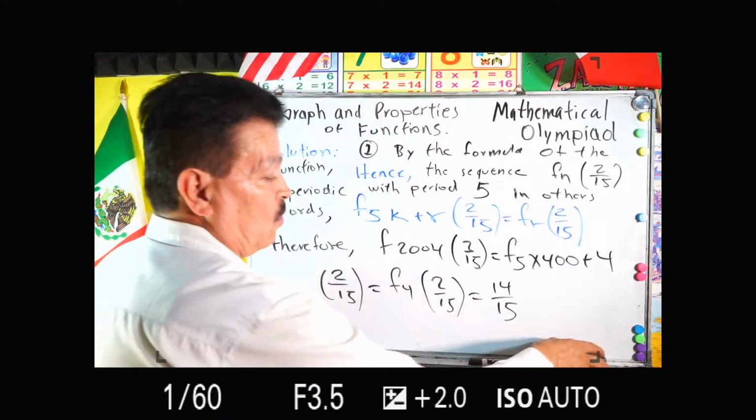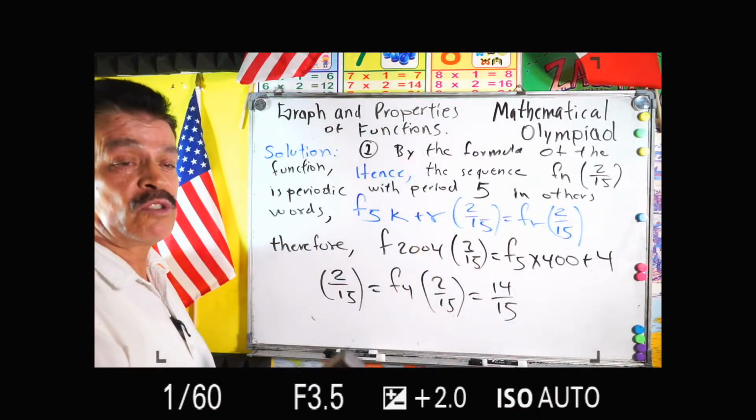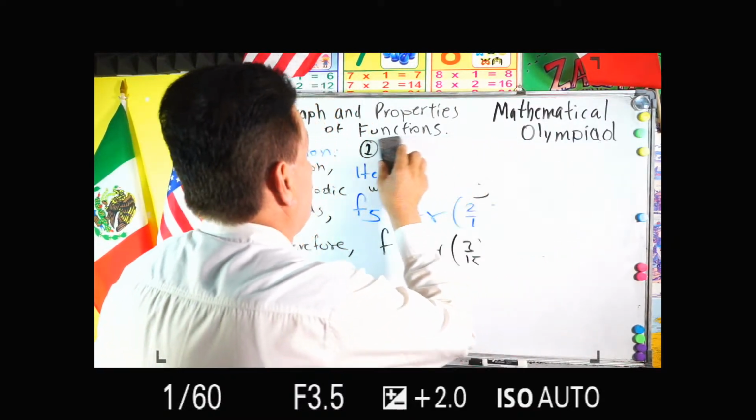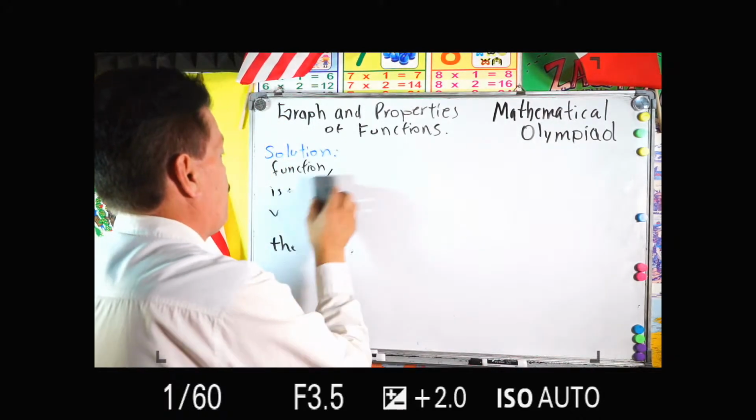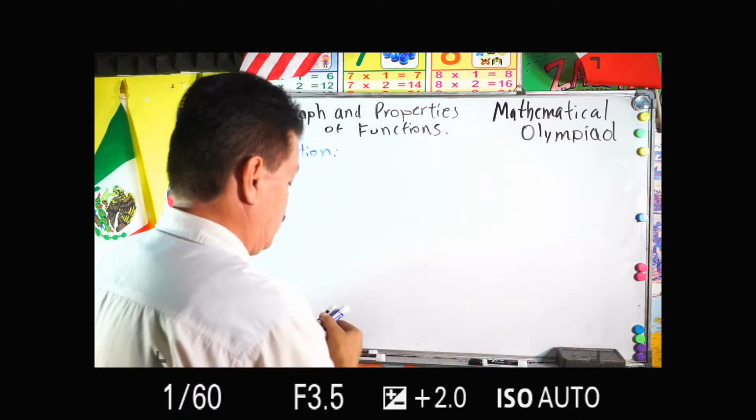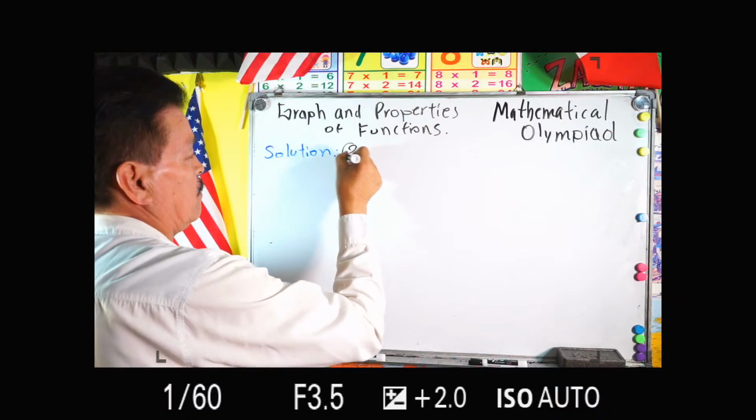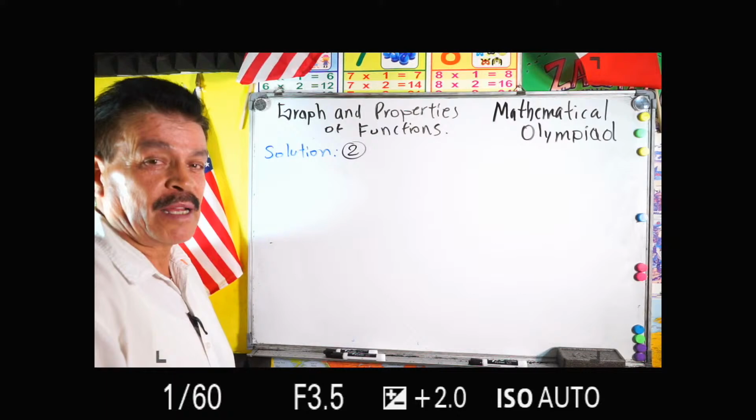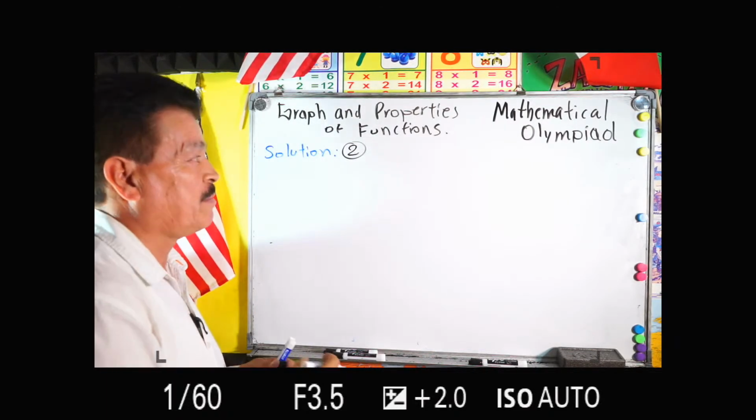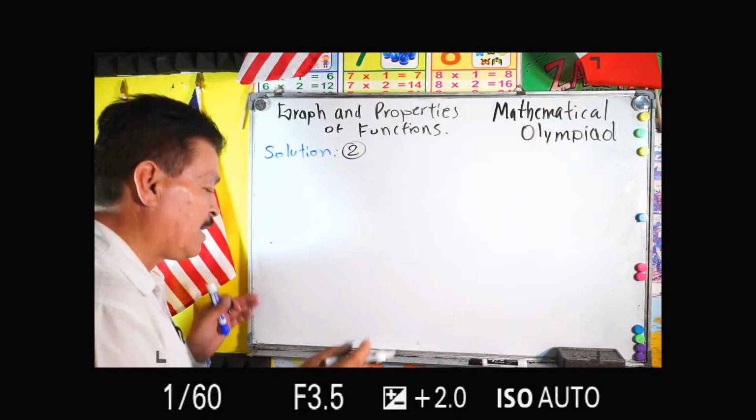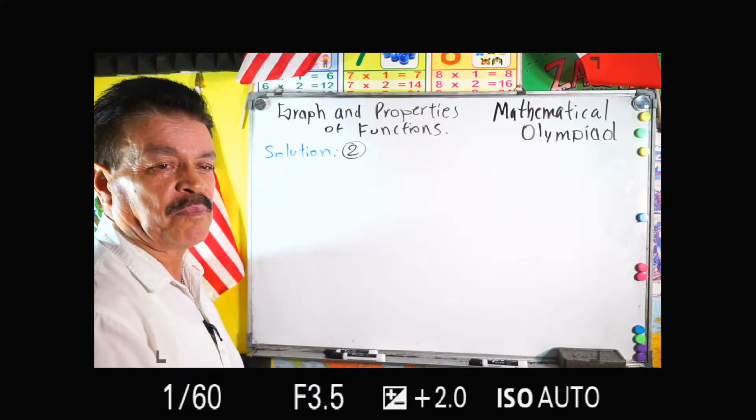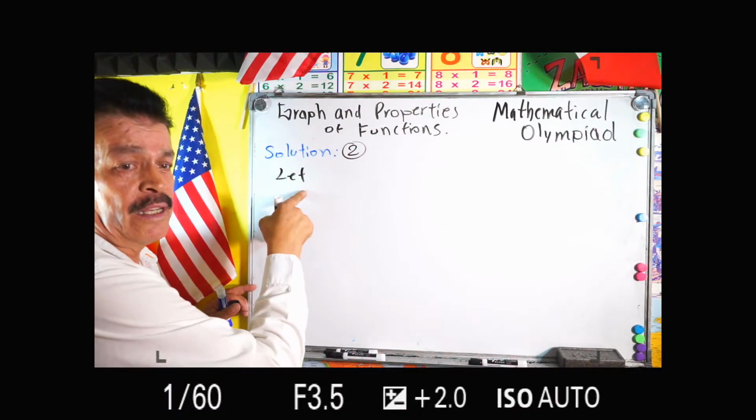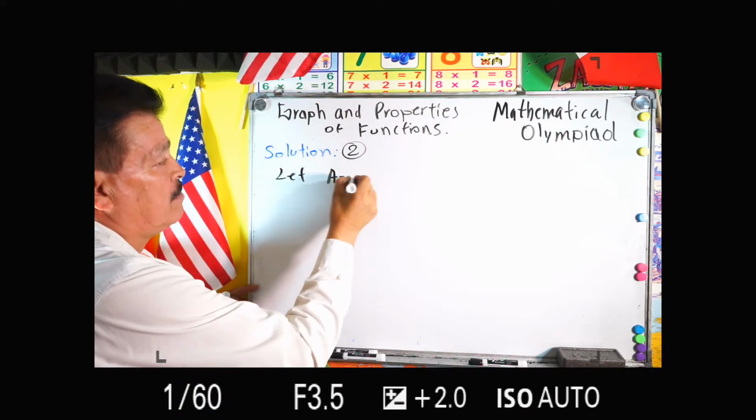So now let's go to the solution to question number 2. Question number 2 is a little different. Solution 2. So now let's write solution 2. Remember, this class, Mathematical Olympiad, is very high level. It's very seriously high level. So we need to use all the skills that we know to this point. Okay. So here, let me write here, let A now.